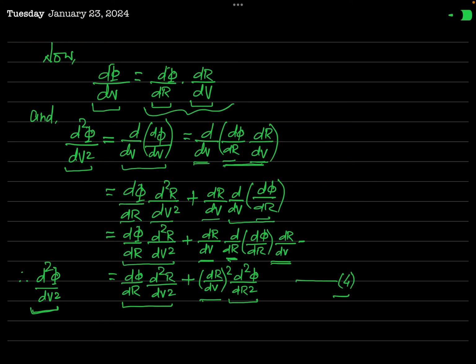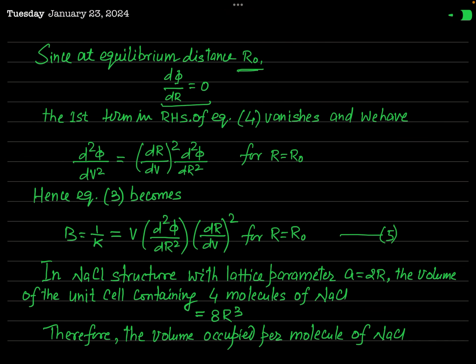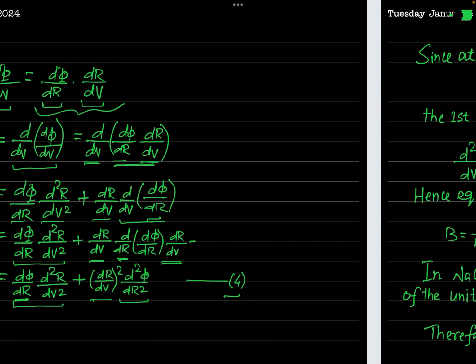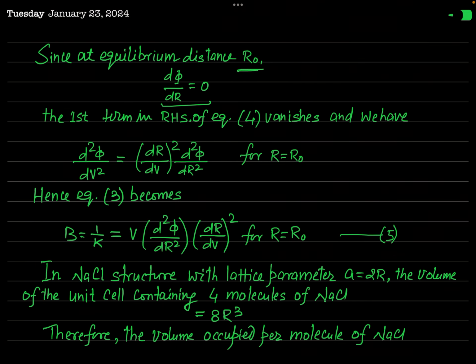you can see the RHS of equation 4, the first term will vanish because the first term in the RHS of equation 4 contains d phi by dr. But in equilibrium state, this d phi by dr is 0. And so, when that term vanishes, our result in equation 4 will be simply d2 phi by dv square equal to dr by dv whole square times d2 phi by dr square. Okay?